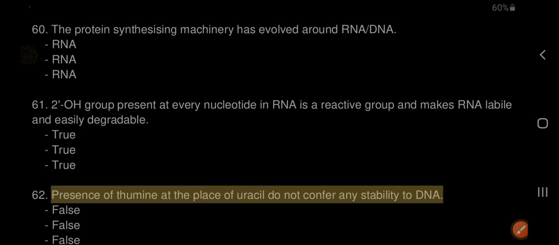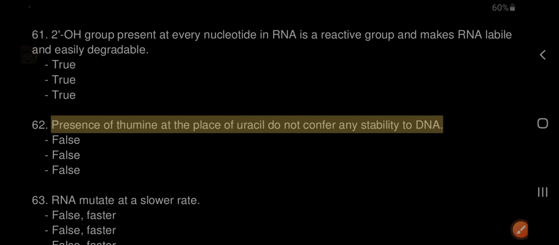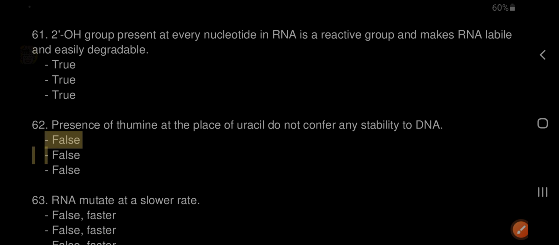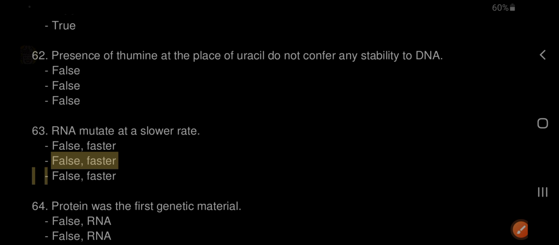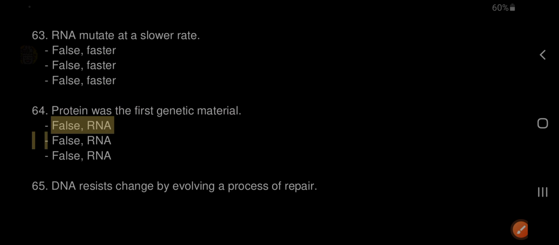62. Presence of thymine in place of uracil does not confer any stability to DNA. False. 63. RNA mutates at a slower rate. False, faster. 64. Protein was the first genetic material. False, RNA.